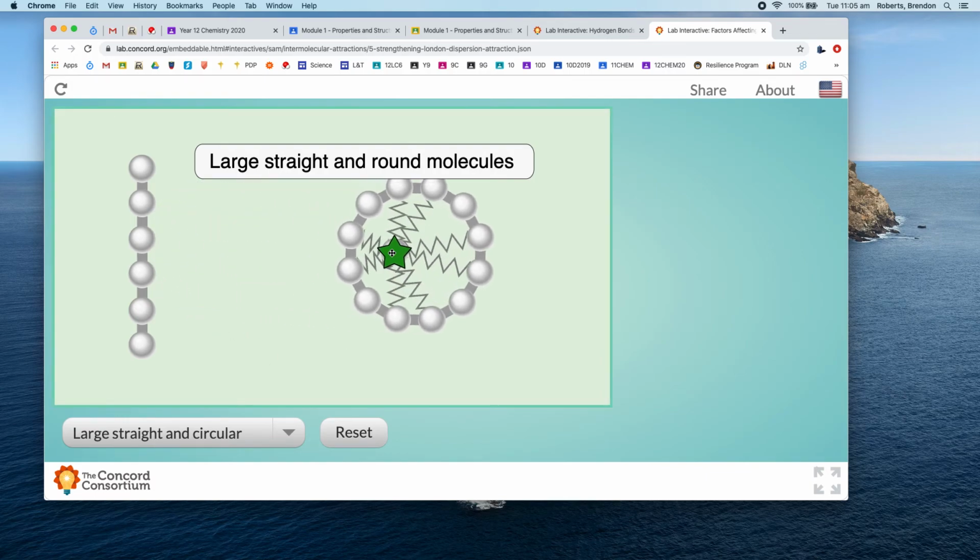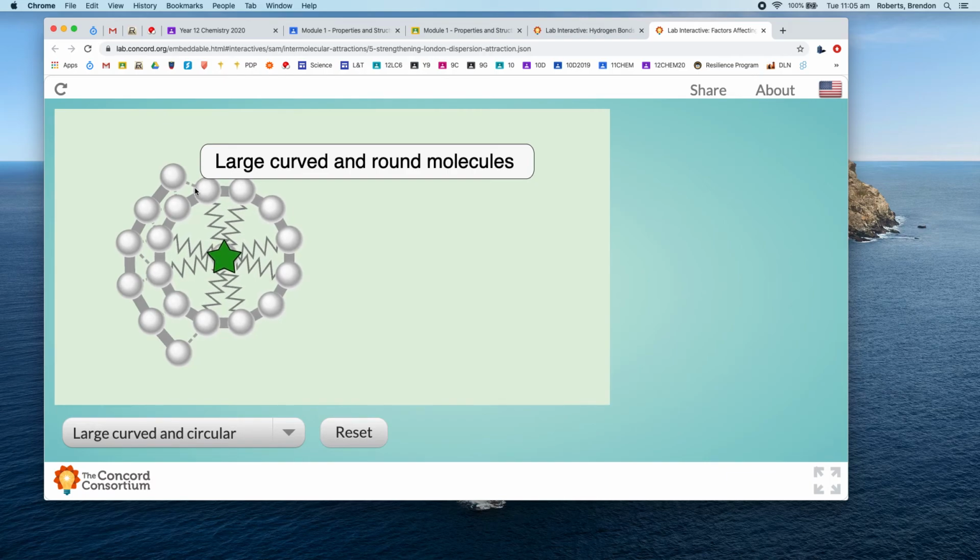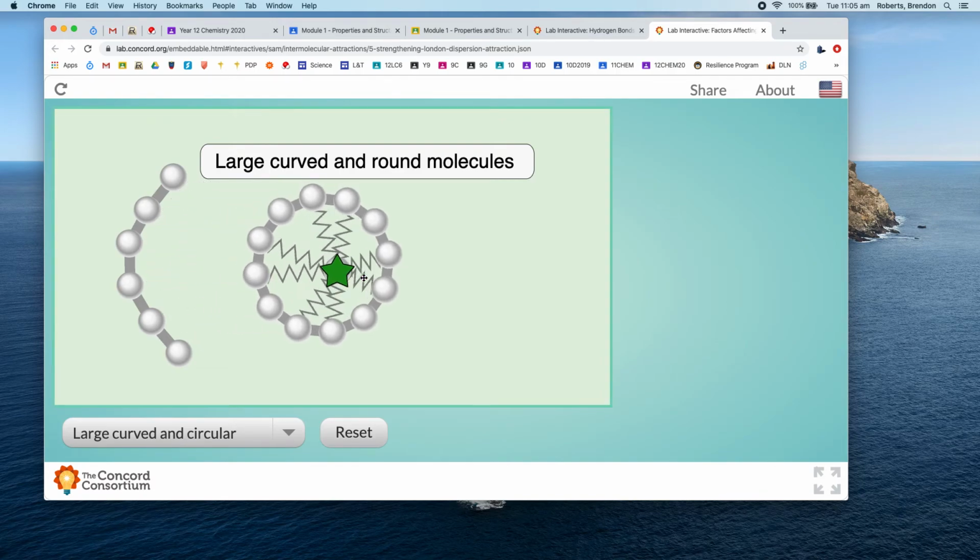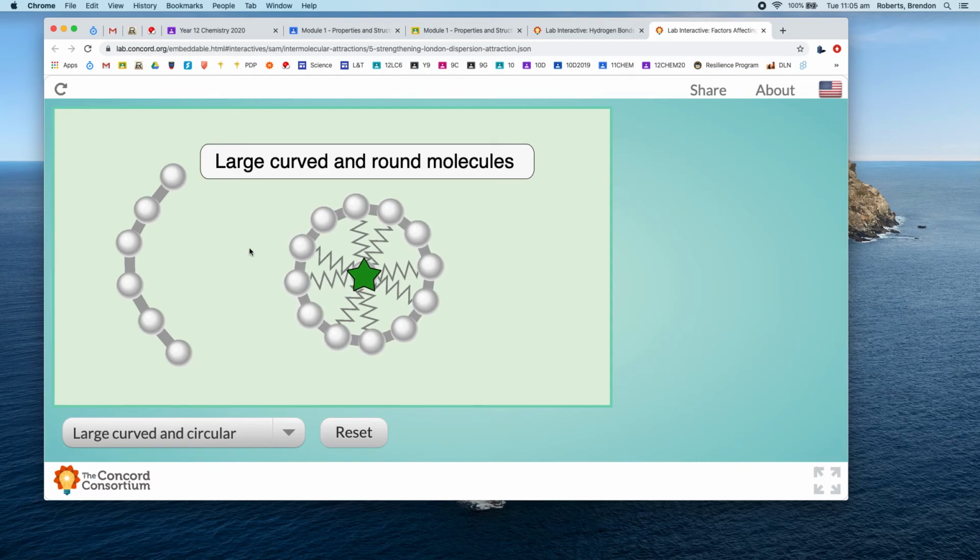A little bit more, because they line up a little bit. And let's look at a curved and a circular one. There's not much distance between these. They're a lot closer. A lot more force was needed to pull them away there because they lined up really well. So it's about how these molecules line up and how close they can get to each other. The closer they can get, the stronger the dispersion forces.